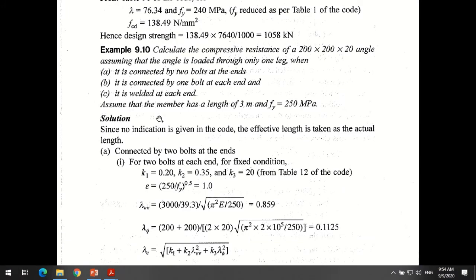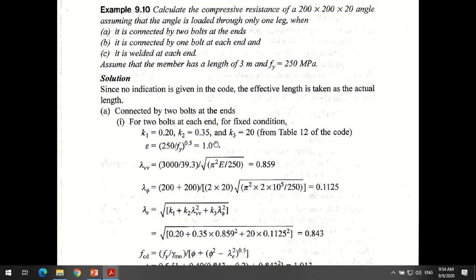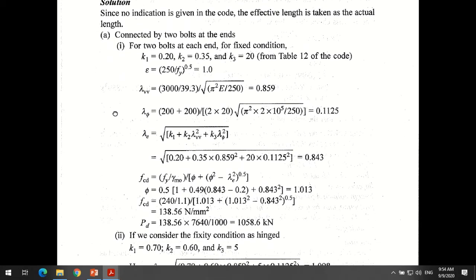This is one example on an eccentrically loaded single angle strut. I'm taking this worked out example so that it will be helpful for you when we take up the design of trusses. How do you calculate it when connected by two bolts? For two bolts at the ends, it is determined that k1 is 0.2, k2 is 0.35, and k3 is 20 from Table 12.